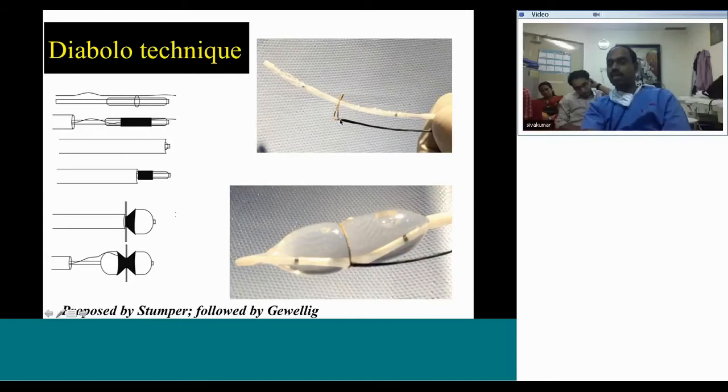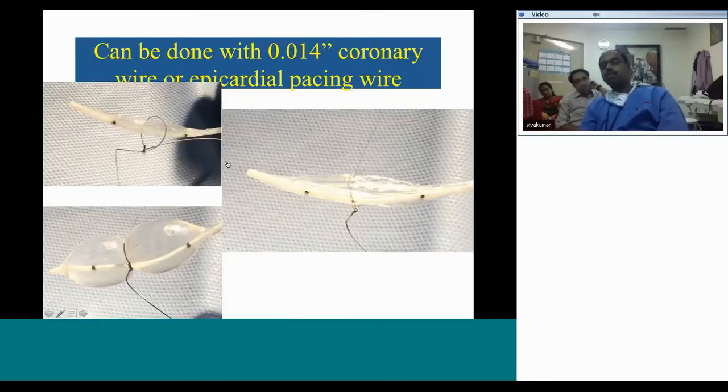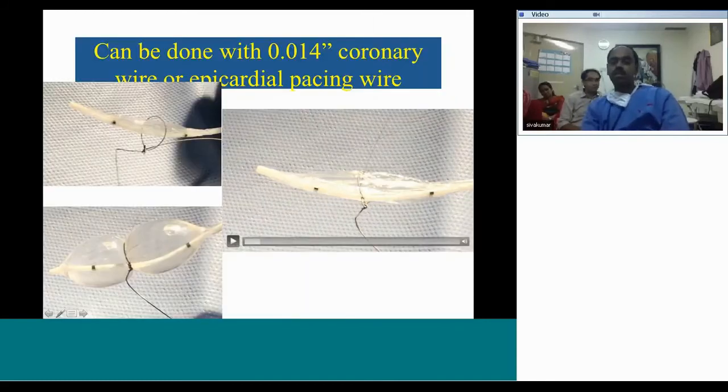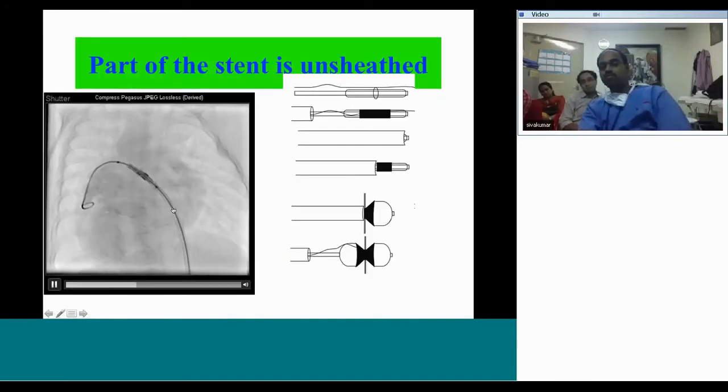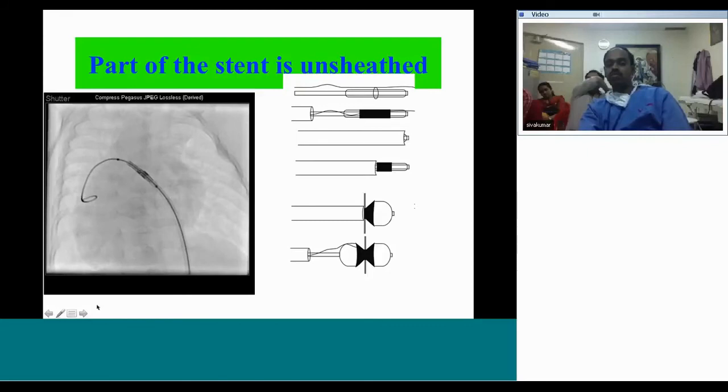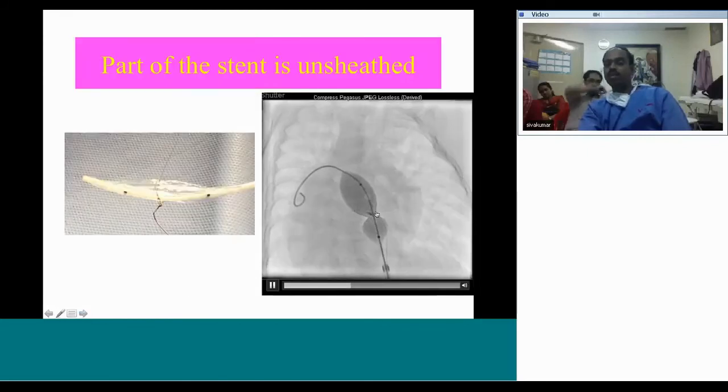So this is a snare. A snare can be taken. So once you have done this, the way in which it's going to be done, you have crossed from the RA into the LA, you have deployed 50% of the stent. You can appreciate here that there is a suture. So this is the stent, the suture is there inside, and now you deploy 50%, and after deploying and expanding it 50%, pull back.